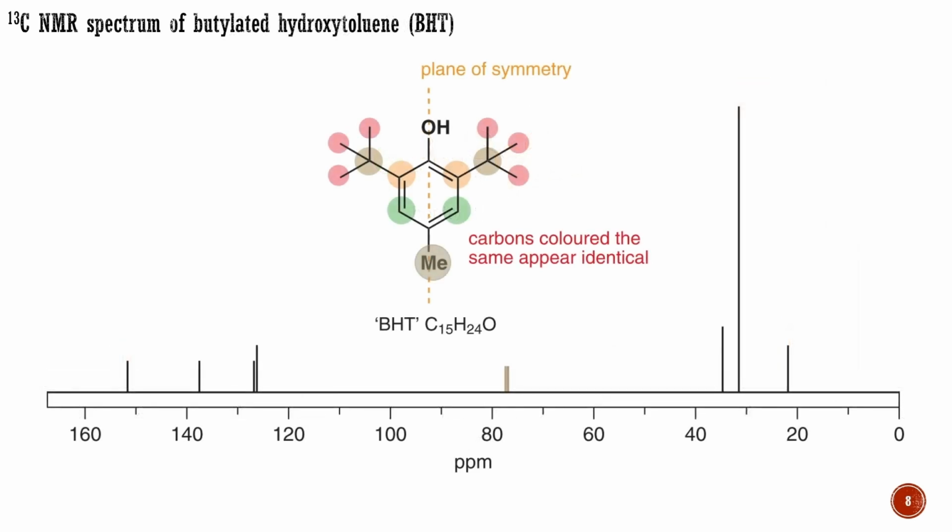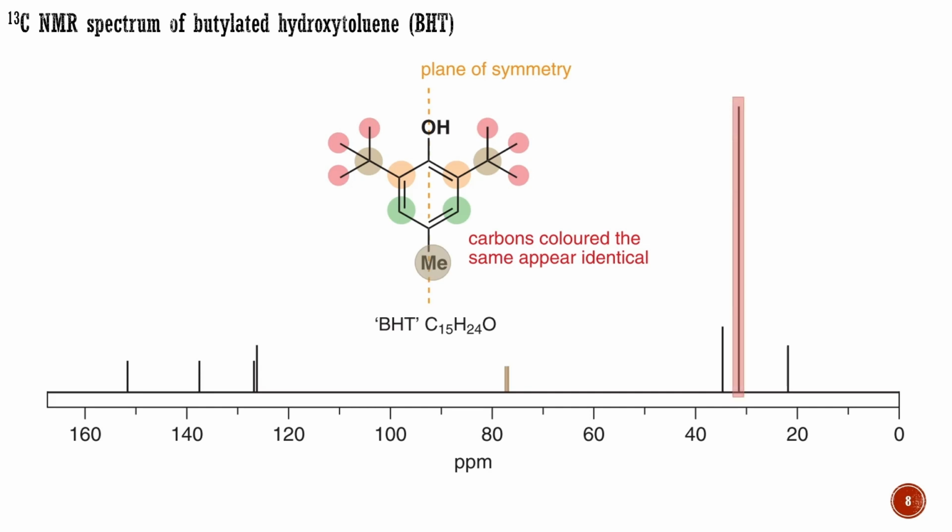Here is the carbon NMR spectrum of butylated hydroxytoluene, BHT, which is a well-known antioxidant. The first surprise in its NMR spectrum is that there are only 7 signals for the 15 carbon atoms. There is obviously a lot of symmetry. In fact, the molecule has a plane of symmetry vertically as it is drawn here, and the colored blobs indicate pairs or groups of carbons related to each other by symmetry, which therefore give only one signal.